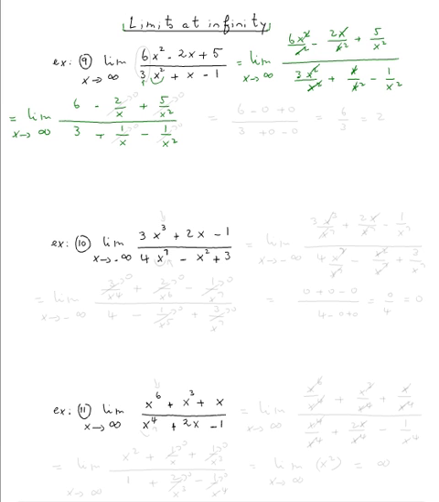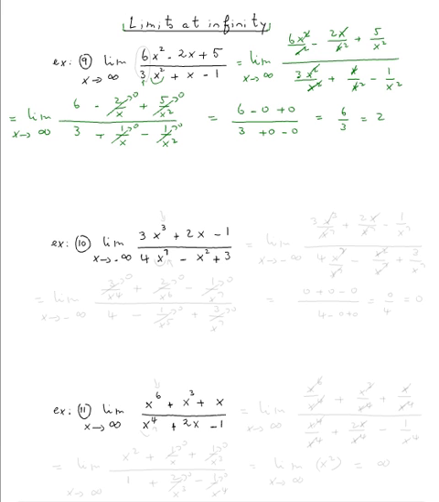Now remember, we did in the previous examples these kinds of limits: 2 over x is going to approach 0. These are easy limits. This is going to approach 0, and this is going to approach 0. In other words, this is going to be equal to 6 minus 0 plus 0 over 3 plus 0 minus 0, which is 6 over 3, which is 2.